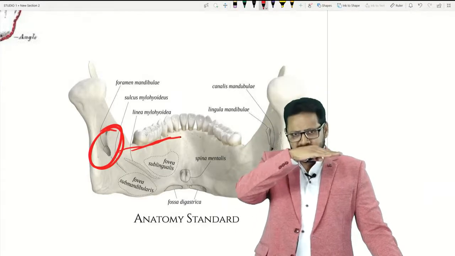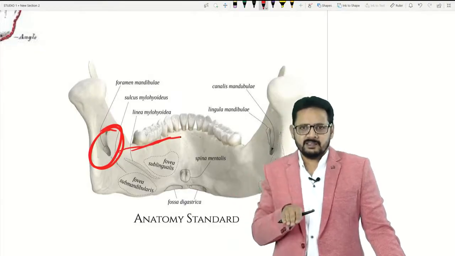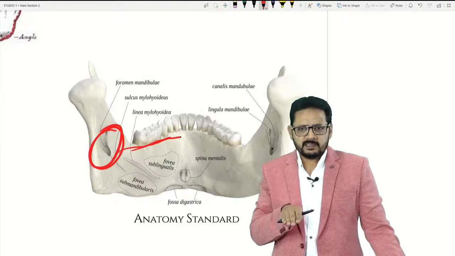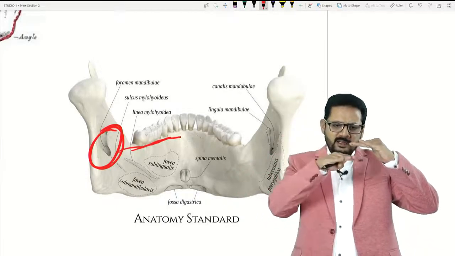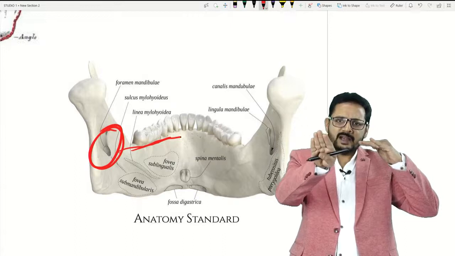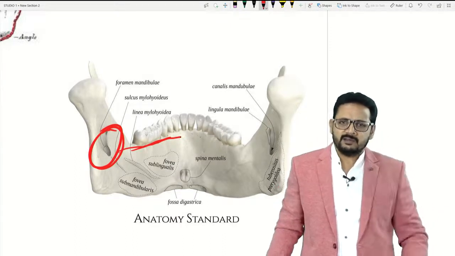It actually rests there, approximately 5 millimeters below the alveolar ridge. It is approximately 5 millimeters below the alveolar ridge. So it passes and then innervates the anterior 2/3 of the tongue. It supplies the anterior 2/3 of the tongue, not the posterior 1/3.